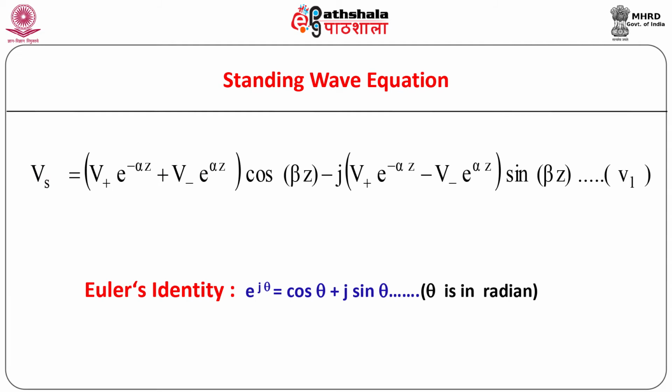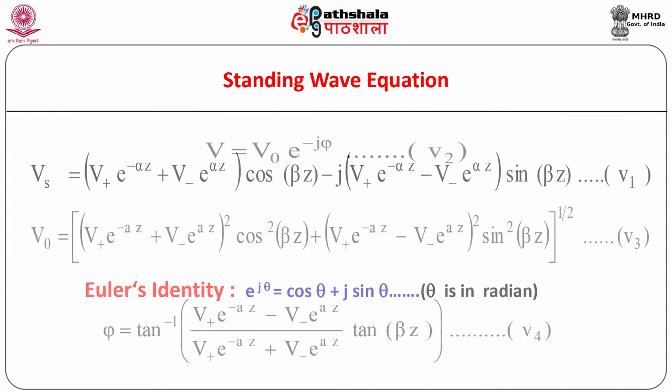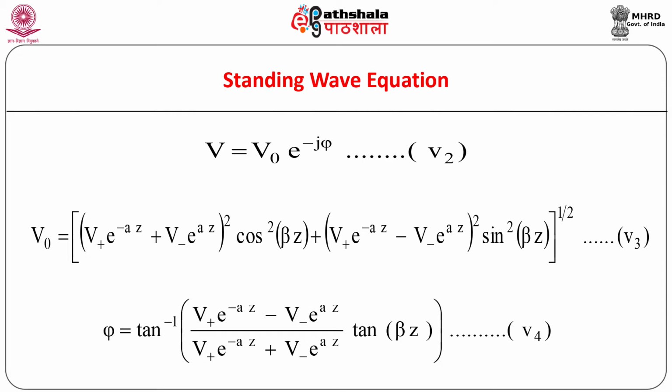By using Euler's identity, namely e raised to plus or minus j theta equal to cos theta plus or minus j sin theta, we can obtain the expression for Vs in the final form as shown. This equation can be written in a more compact form by assuming that both the quantities V plus e raised to minus alpha z and V minus e raised to alpha z are in general real. The wave equation in compact form is as shown. It is called the equation of voltage standing wave.